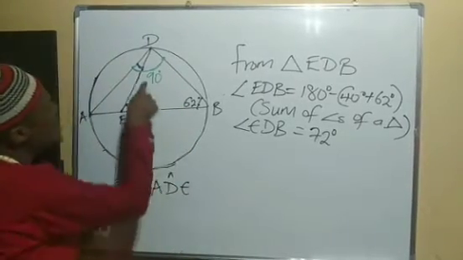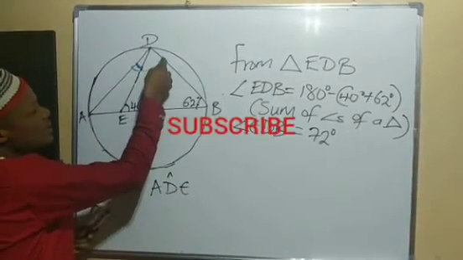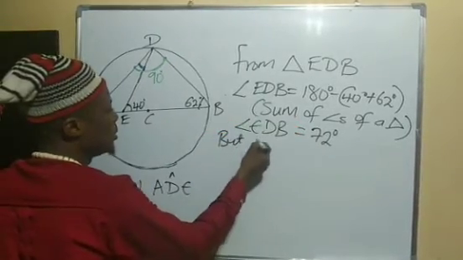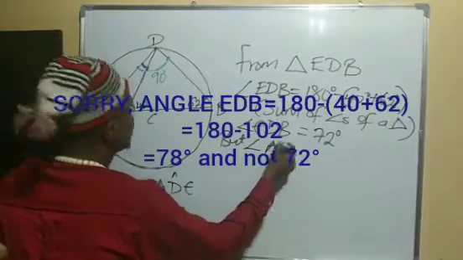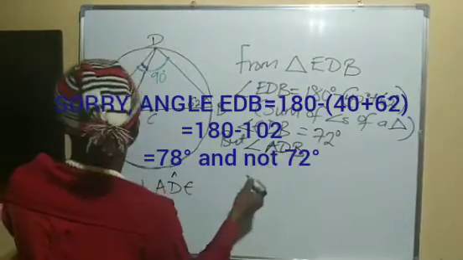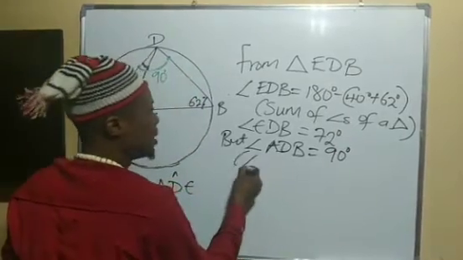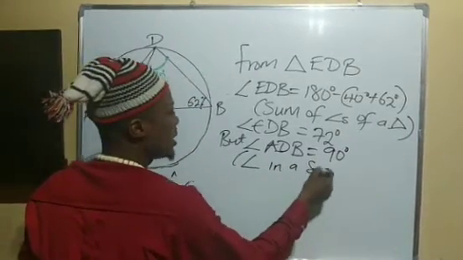But I have known that the total angle here is 90 degrees. That is angle in a semicircle. So, angle ADB, which is all this angle here, is 90 degrees. Angle in a semicircle.